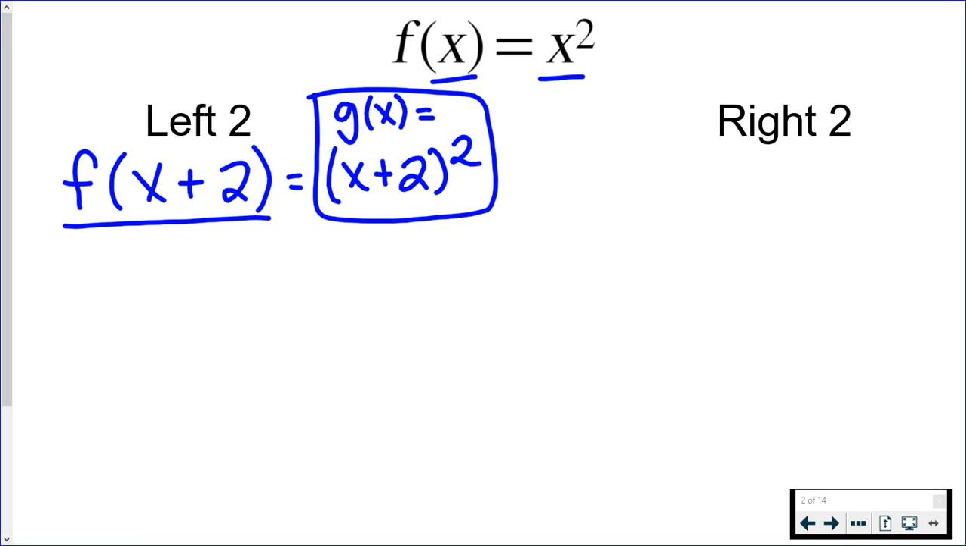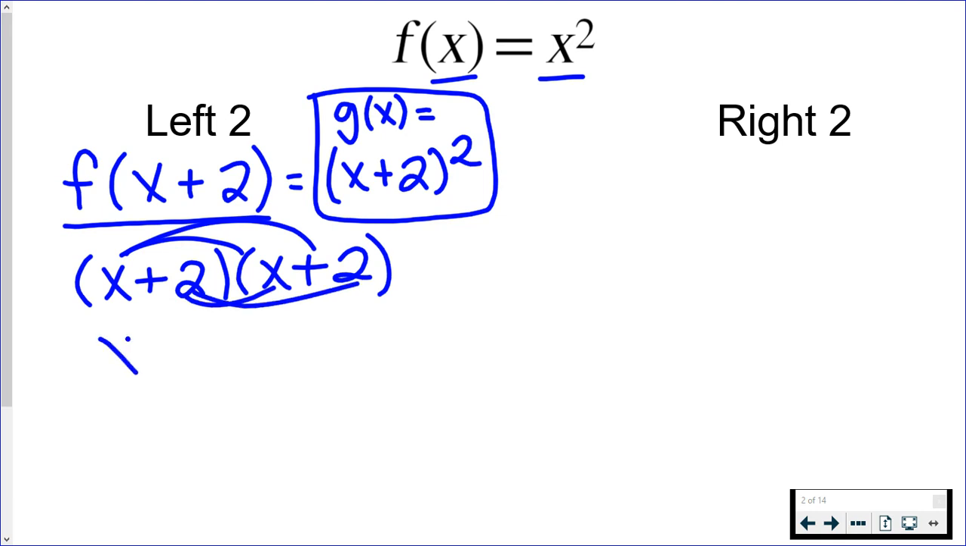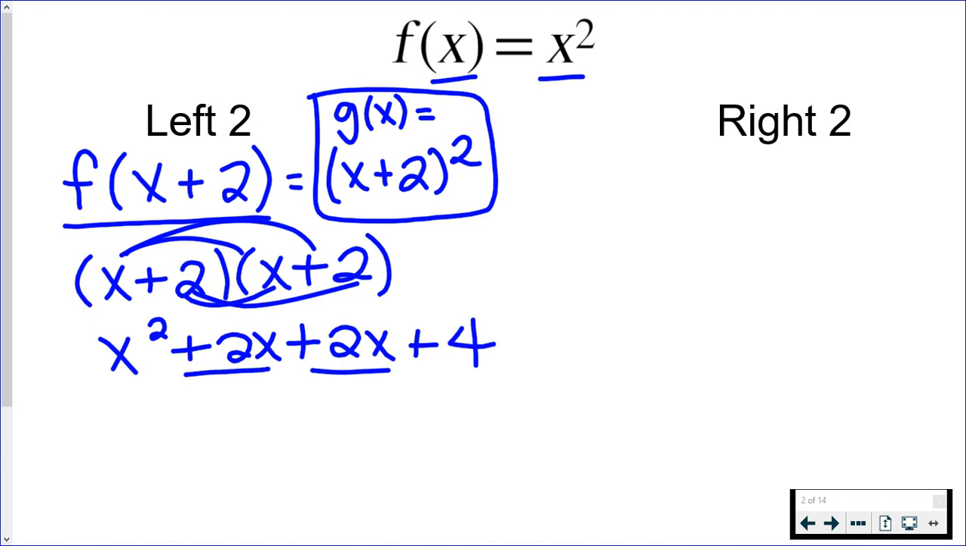If you are asked to simplify and you can't leave it like this, I'm going to end up multiplying out the x plus 2 squared. Please do not distribute the exponent. That's not allowed. That's not how this works. Remember, an exponent of 2 means that you have 2 of them multiplied together. So expanding this out, I have x plus 2 times x plus 2, which means I can FOIL. And then combine like terms.